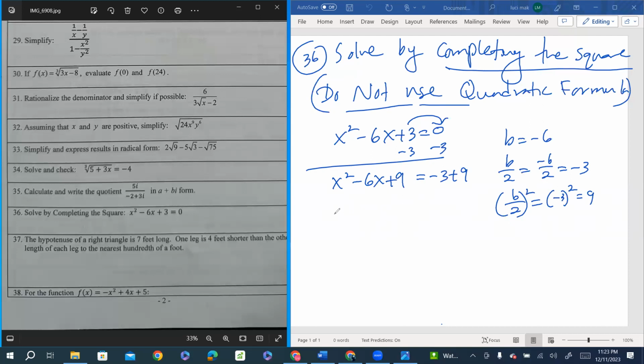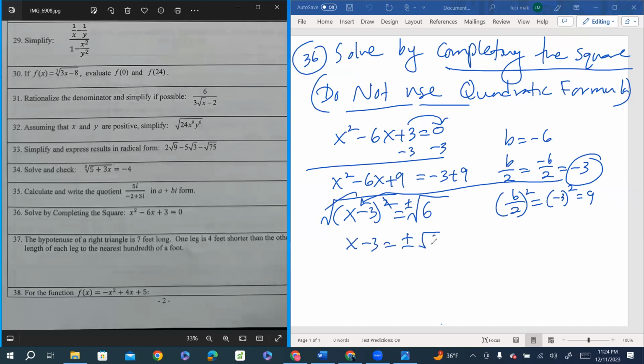On the left side, we have x minus 3 and x minus 3. So it's x minus 3 whole squared. The right side equals negative 3 plus 9, which is positive 6. Okay. Now, when you have this, you have to use the square root property. Put the square root on both sides, plus or minus. The square root of a square cancels out. x minus 3 equals plus or minus the square root of 6 is what we have.